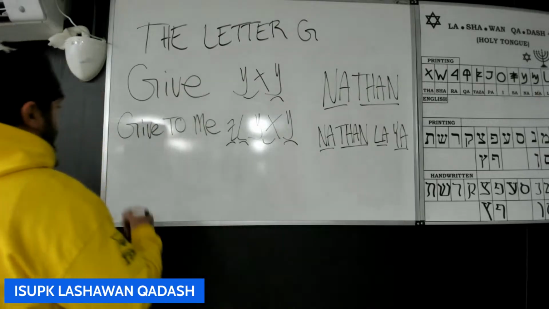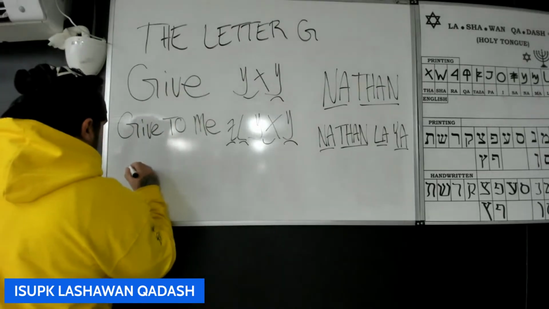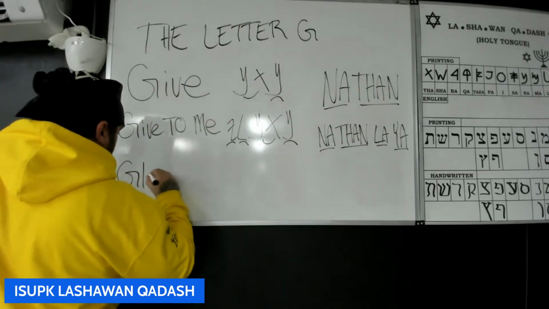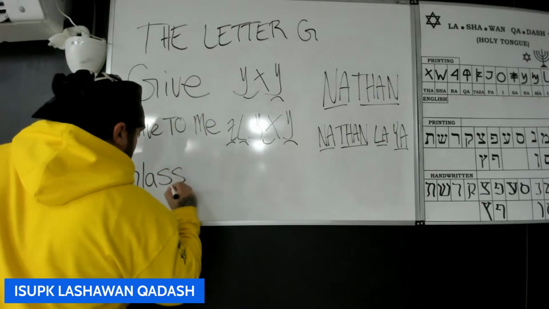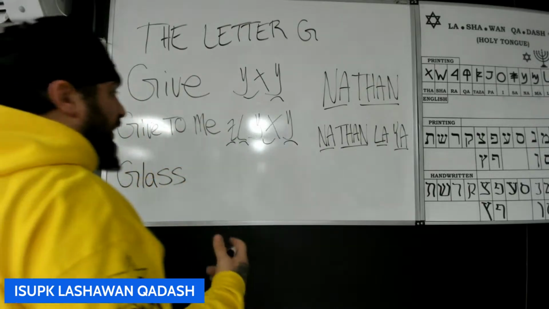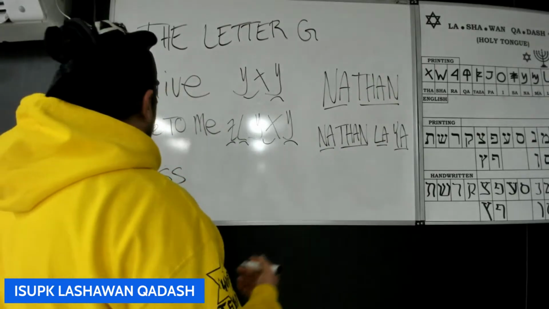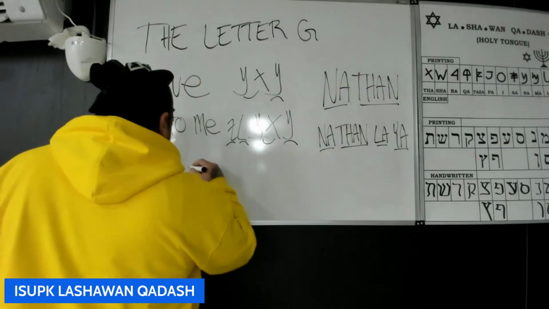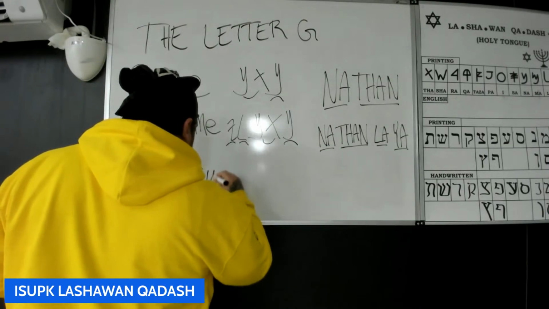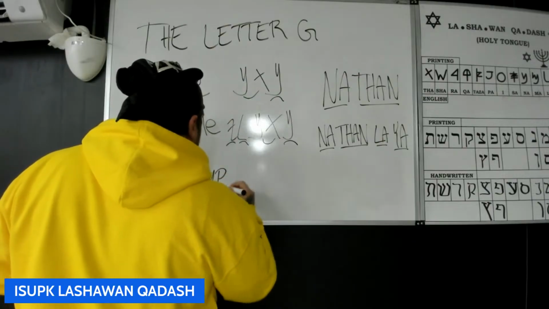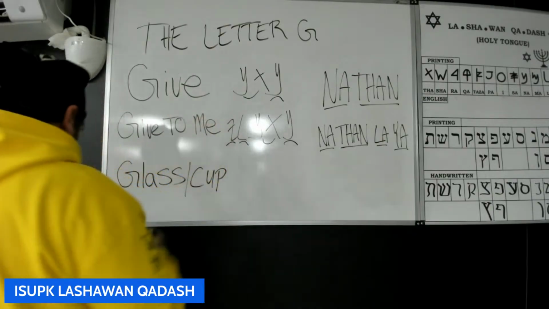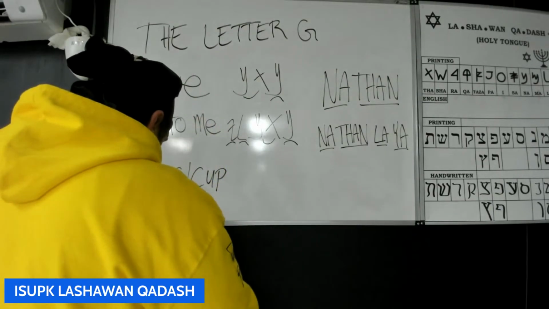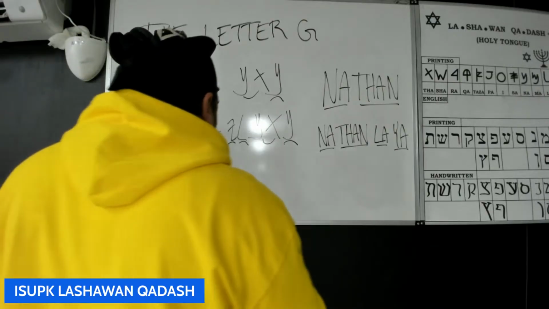Next one from last week was glass or cup. And like I said, I apologize for last week. I didn't have the right markers. It wasn't coming out. That was all my fault. So next one is glass or cup. And the word is kawas.